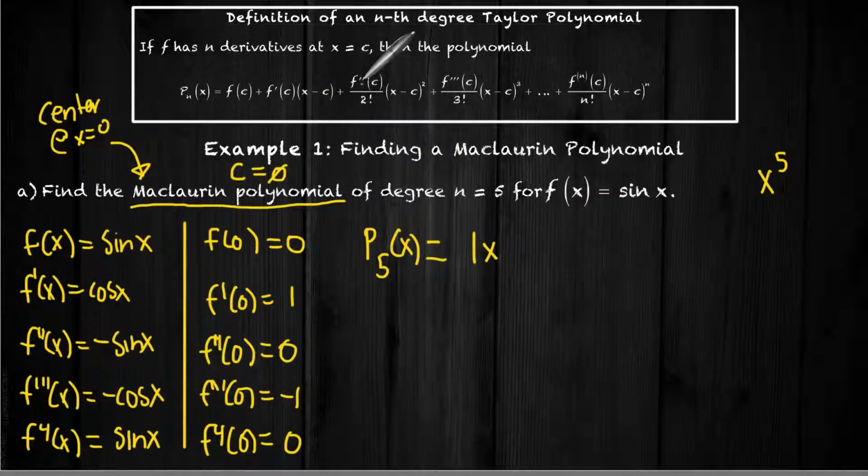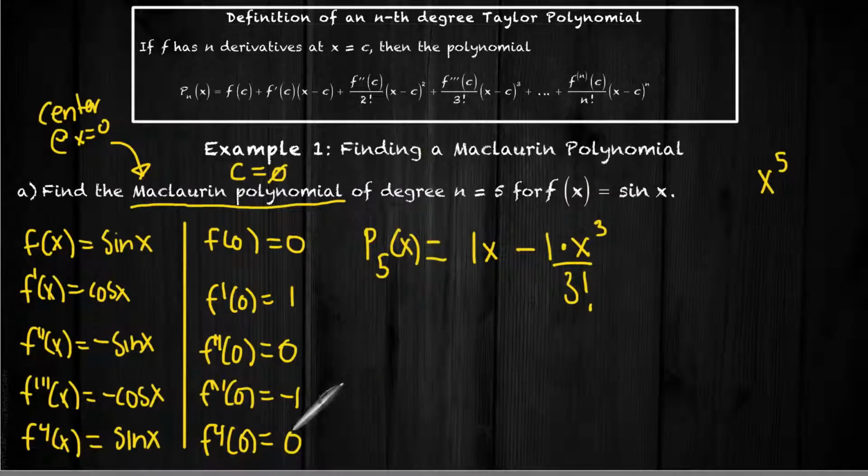And then plus our second derivative evaluated at 0. Well, our second derivative is 0, so this whole term is going to be 0. And then the third derivative evaluated at c is going to be negative 1. So that's going to be negative 1 times x. And if it had a center other than 0, it would be x minus that center. But this is just a Maclaurin, so it's going to be x minus 0, or just x, cubed over 3 factorial.